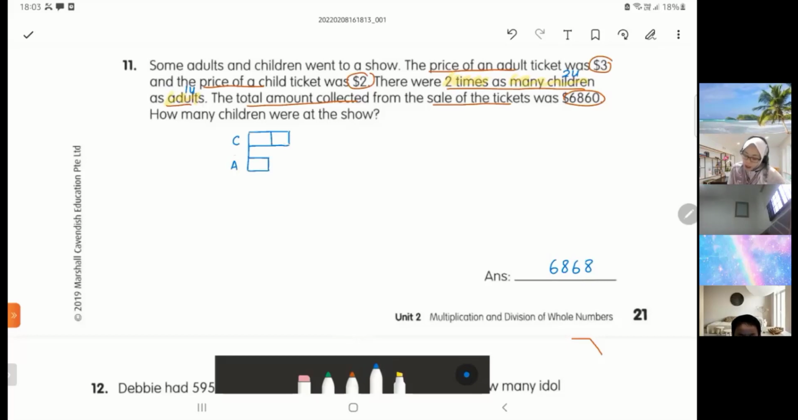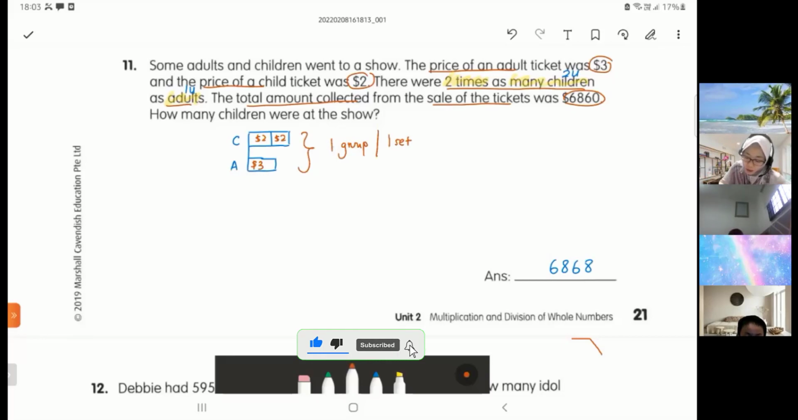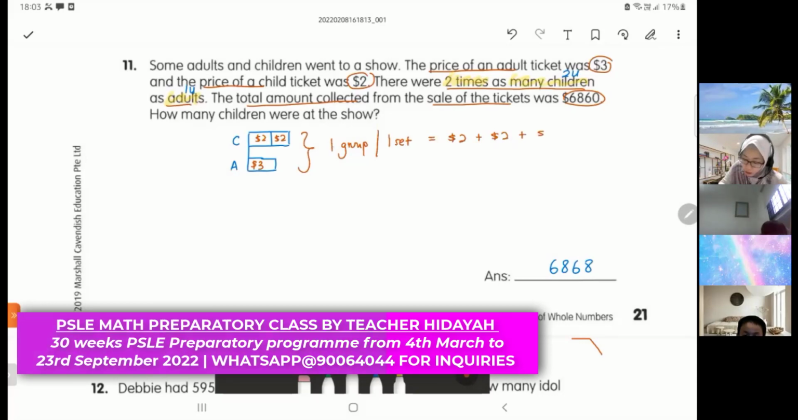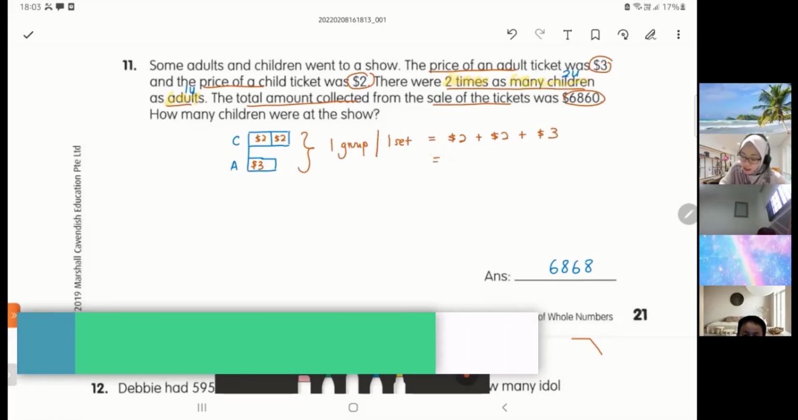All right, so the price of an adult ticket was $3. So this one is $3. This one is not equal, so the model for this one should be a bit longer, like that. Then this is $2, this is $2. This is what I will call one group or one set. A group means I have the group of children and adults. So in one group, it will be $2 plus $2 plus $3. This is one group. That will be $7.